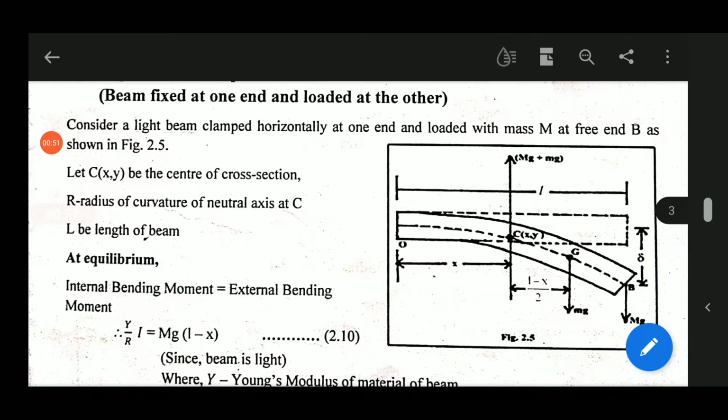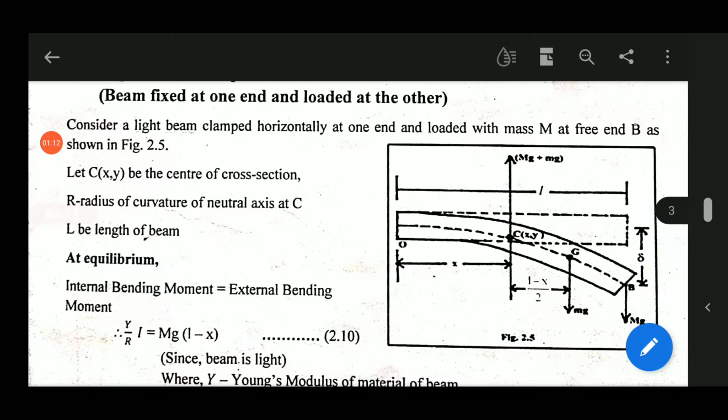Let C(x, y) be the center of the cross section of the beam, and R is the radius of curvature of the neutral axis at C. L is the length of the beam.